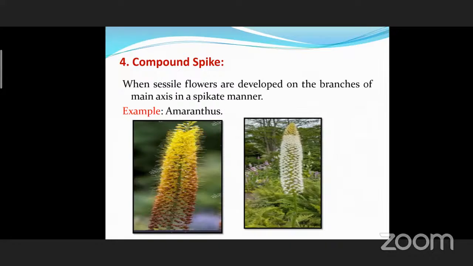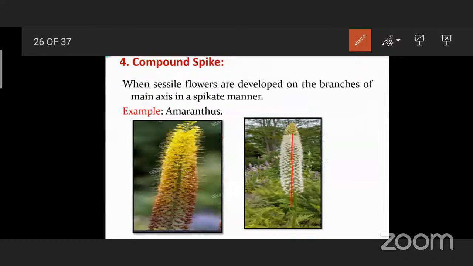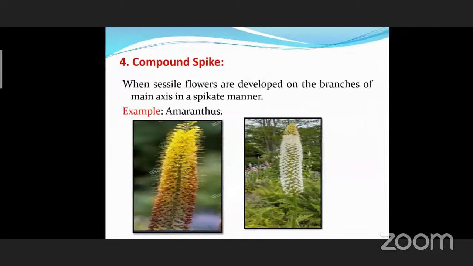Compound spike is when sessile flowers are developed on the branches of the main axis in a spiked manner. The example is Amaranthus. See here, this is the spiked type of inflorescence. The flowers are developed on the branches of the main axis in a spiked manner. One of the examples is also leafy vegetables. That is compound spike.